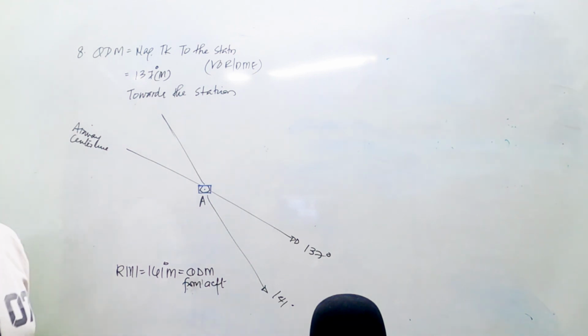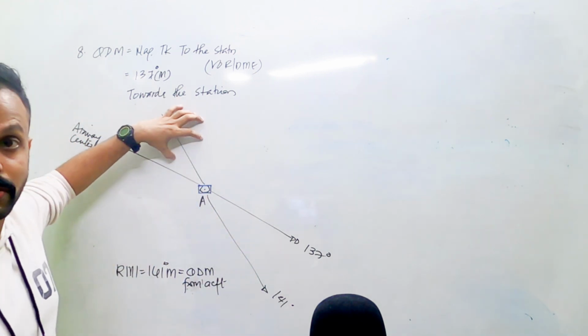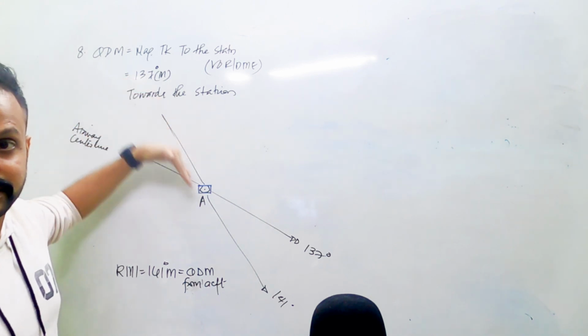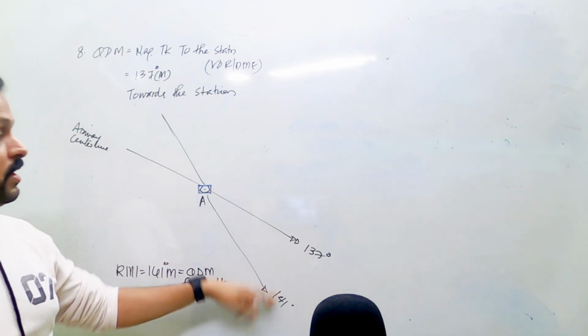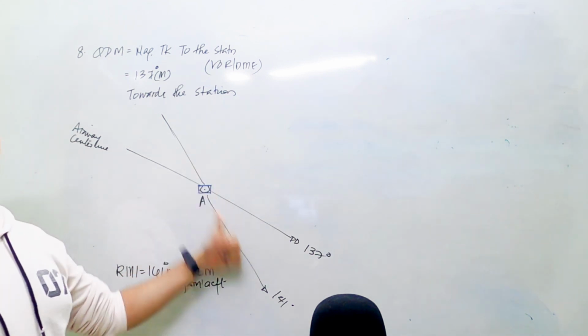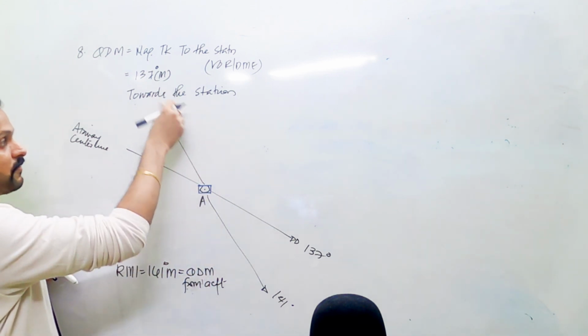Now, where will you find the aircraft? You have to find the aircraft on this line. And where will you place it? I have to place it here, because the aircraft is coming towards the station. If it is here, the aircraft will not have an RMI of 141. The RMI will be opposite to that, because it will be pointing in this direction. We have seen that in VOR. So the aircraft is somewhere here.